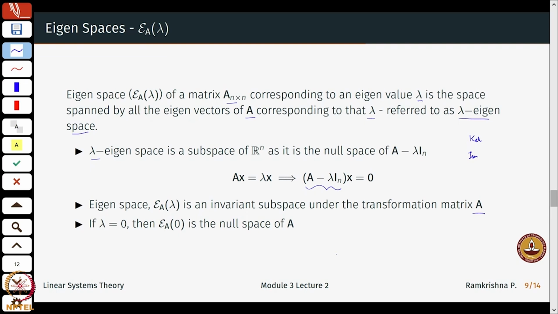And what happens if lambda is 0, for the 0 eigenvalue? Then this space, the lambda eigenspace of A, is simply the null space of A. That was again easy to check, right. A x equal to 0 was the case when lambda equal to 0, and the set of all x will constitute the null space of A, and this null space is the eigenspace corresponding to lambda equal to 0. Okay. Just a few concepts defined and then relating to what we studied earlier in terms of vector spaces.